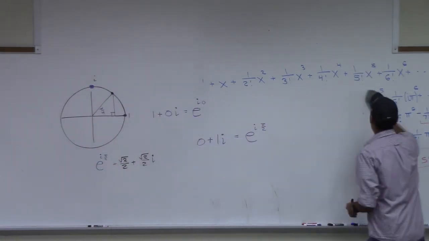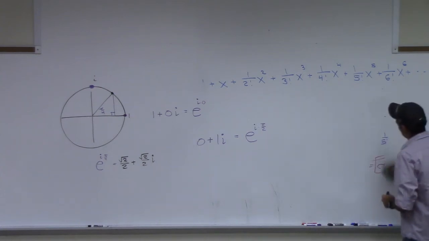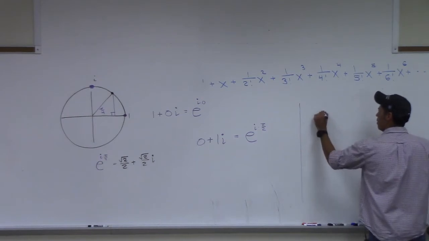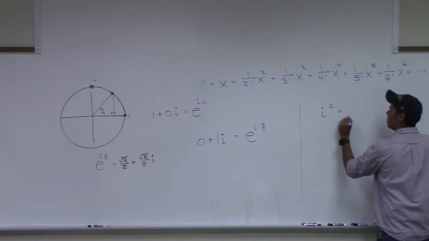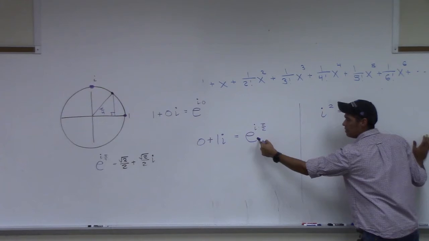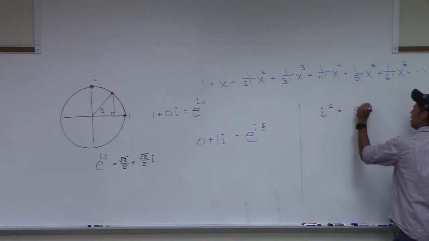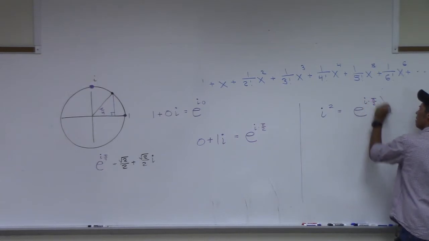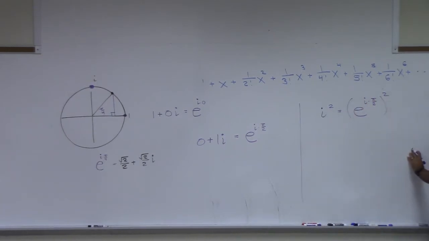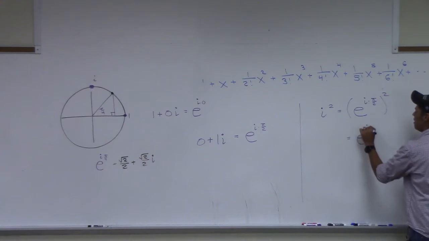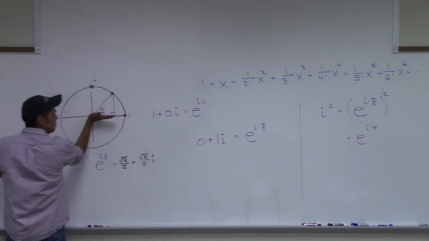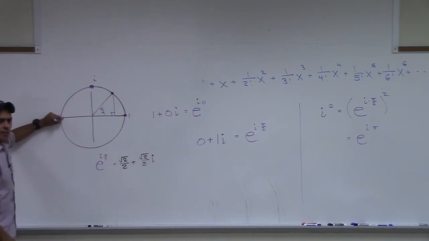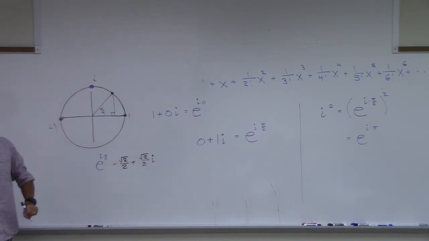But here's the part that I think is just mind-blowing. What is i squared then? Well, what's i? That's this, right? So isn't that e to the i times pi over 2, squared? And what do you do here? You multiply, right? And isn't that just e to the i pi? So where are you then? That answer is where? What angle? What's that number? -1. i squared is -1.